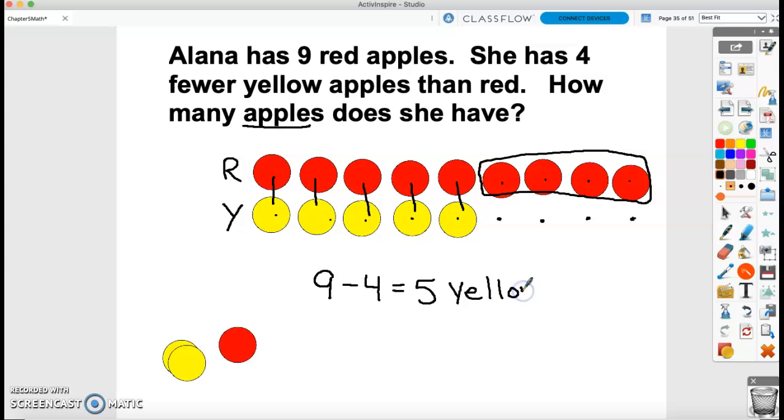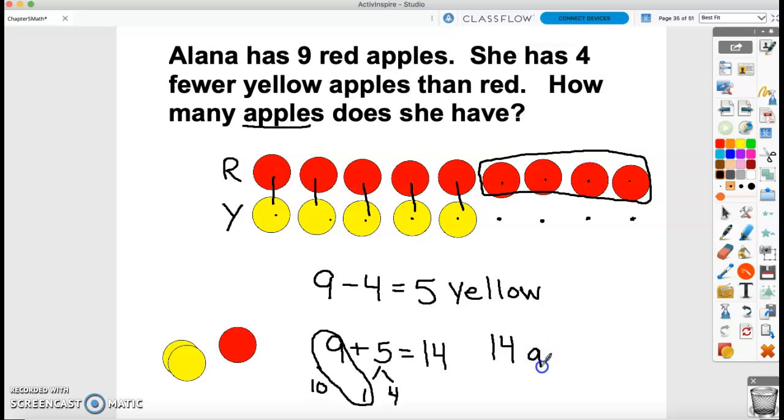So now in order to figure out how many apples she has, we have to add the red and the yellow together. So she has 9 red apples plus 5 yellow apples equals, well, if I have to do this, I'm going to make a 10 with the 9, so I need 1 here, and then 4. So we made a 10. So now I have 10 plus 4 is 14. So there are 14 apples.